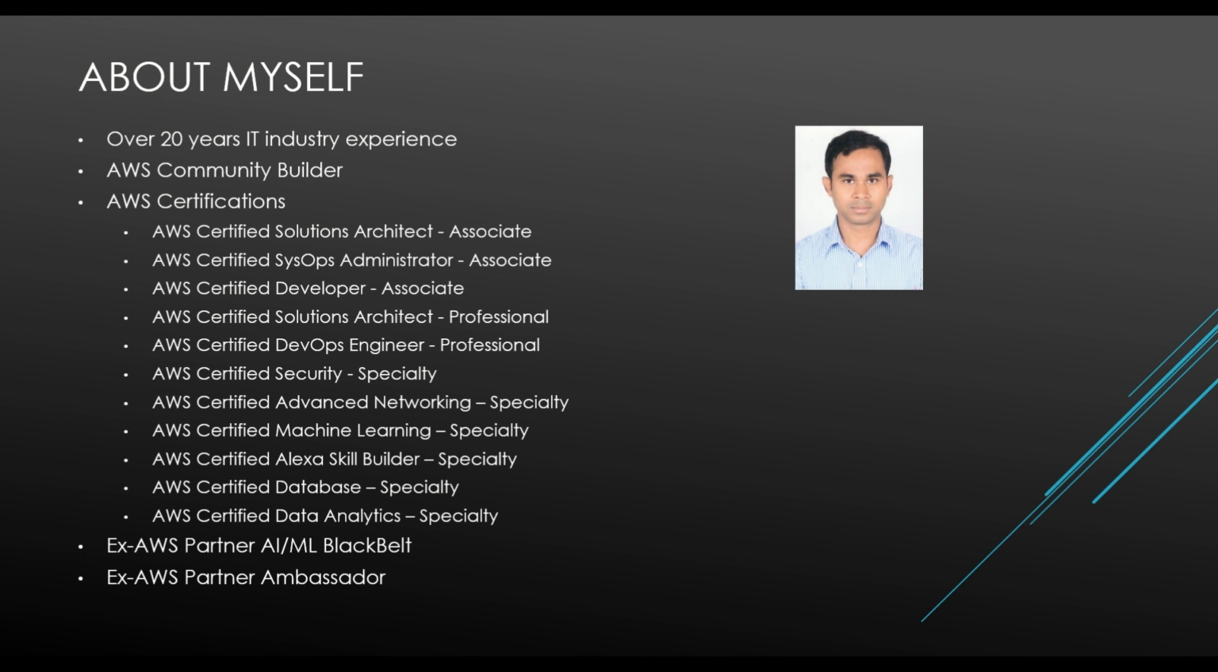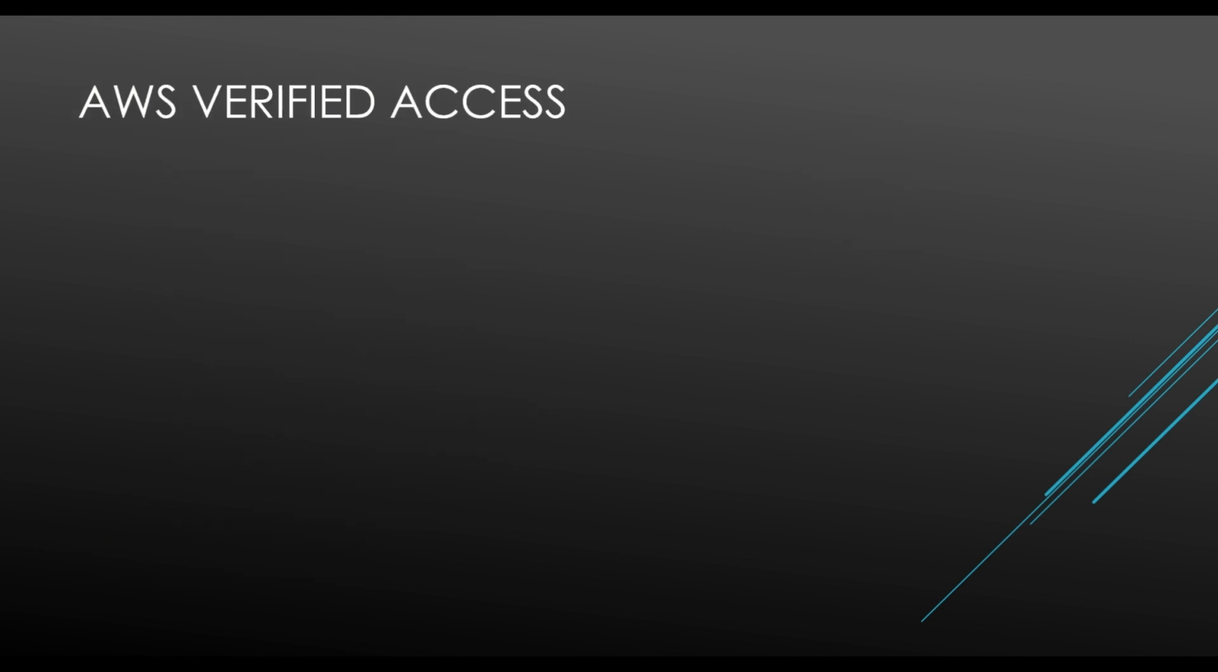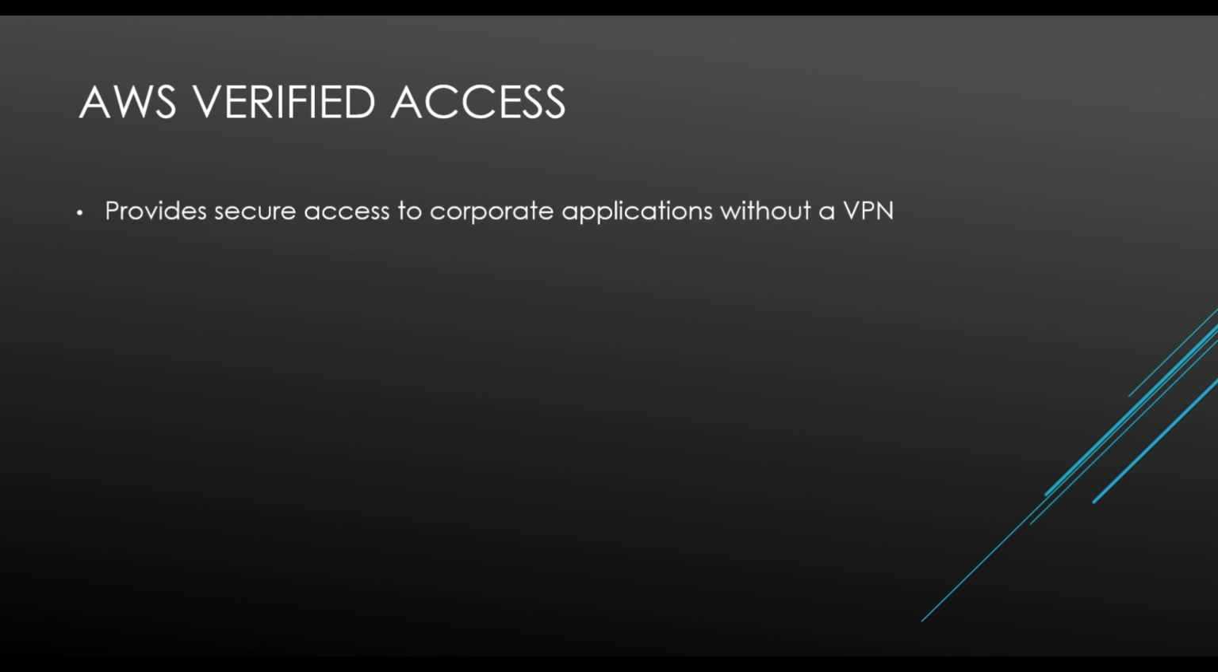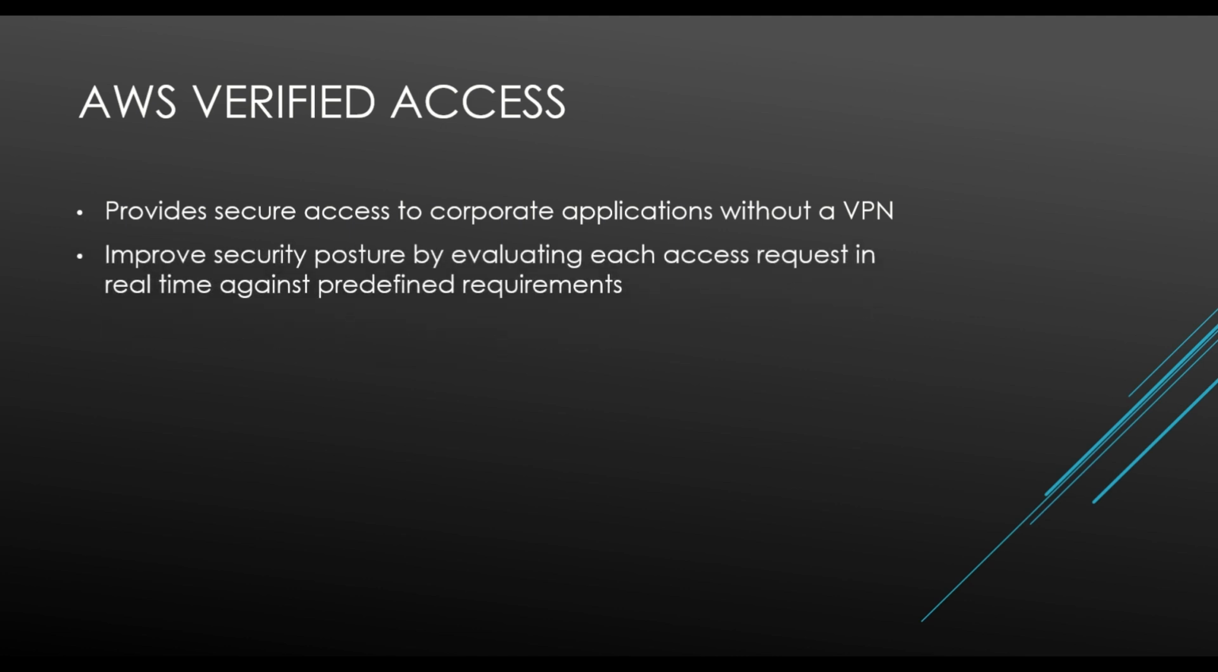Let's now quickly see about AWS Verified Access. AWS Verified Access provides secure access to corporate applications without a VPN, and it improves security posture by evaluating each access request in real time against predefined requirements. Verified Access verifies each access request in real time and only connects users to the applications they are allowed to access, removing broad access to corporate applications and reducing the associated risks.